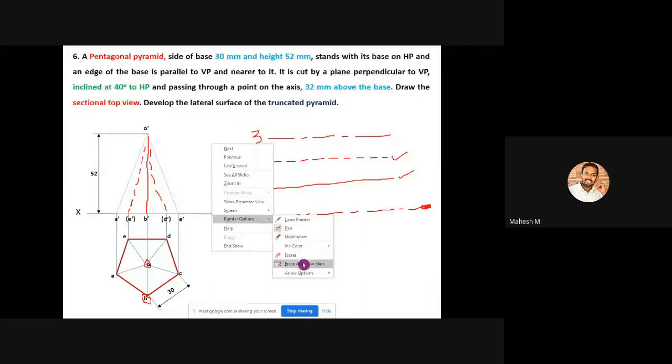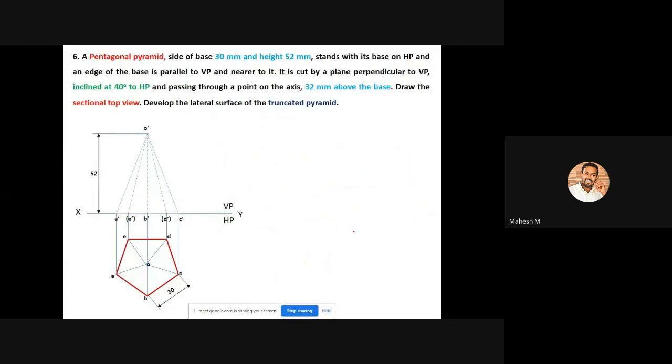Okay. So then I move on to the next condition. You have to create the section plane with a dimension of 32 mm from the base. So you can mark a point exactly at 32 mm.